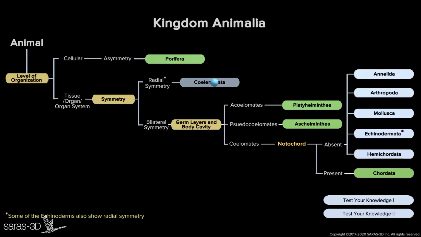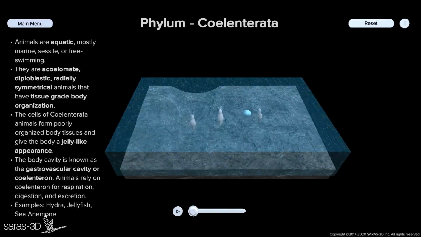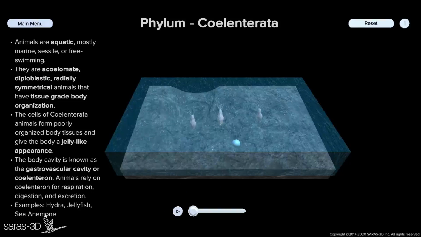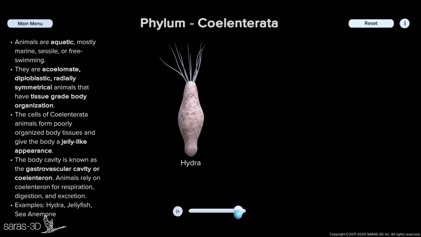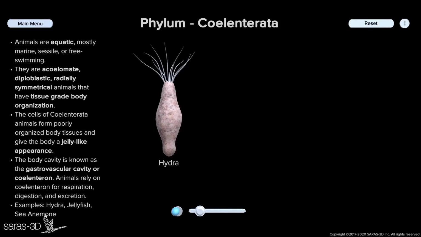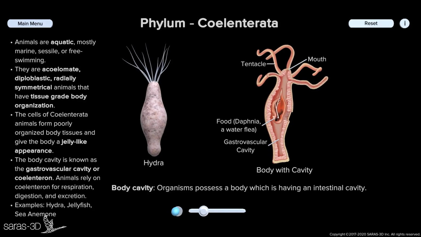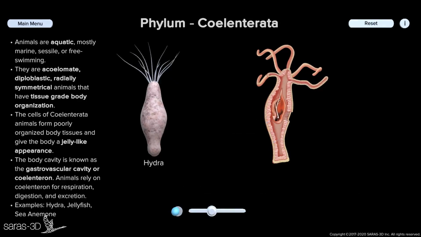Next is phylum Cnidaria. Animals of phylum Cnidaria are aquatic and mostly marine. These animals can be attached to a substratum or can be free swimming like a jellyfish. They are one level up when it comes to body organization. The cells of their bodies have come together and are organized to form tissues, but they have poorly organized body tissues, thus it gives the body a jelly-like appearance.